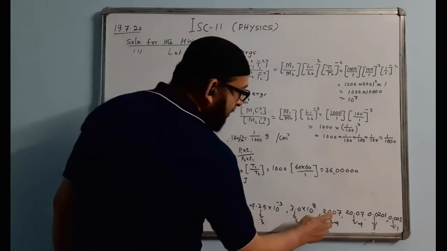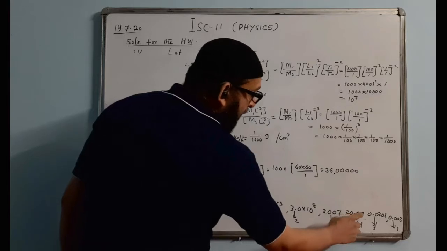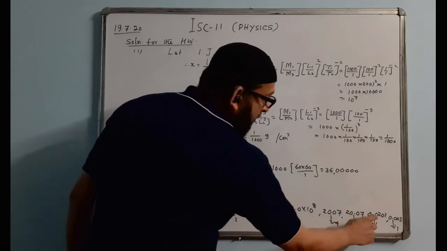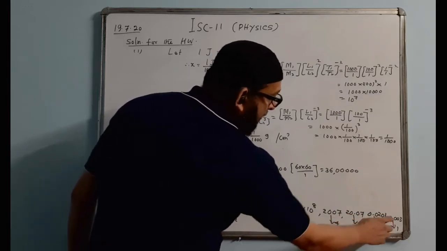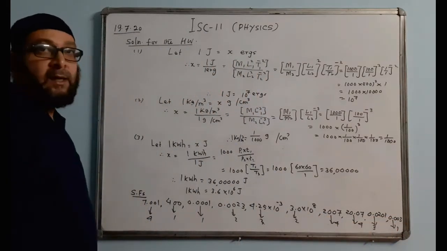Here count everything because 0 is coming in between. So 1, 2, 3, 4. Here also 1, 2, 3, 4. Starting zeros we are not counting. So 1, 2, 3, and here 1. This is quite simple. So this was the solution for the last time's homework.